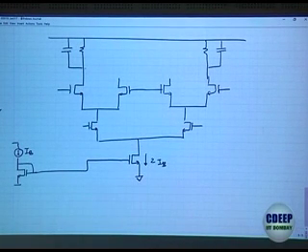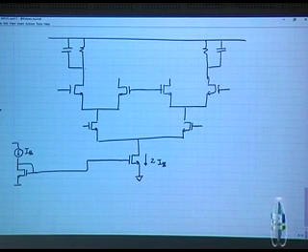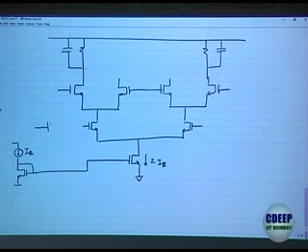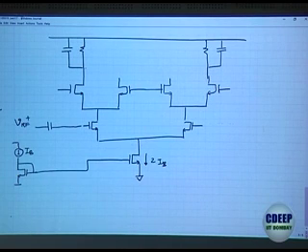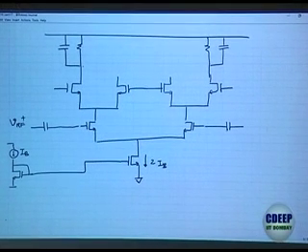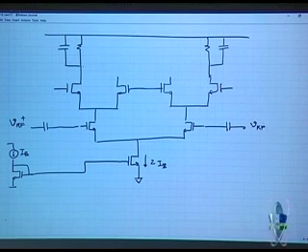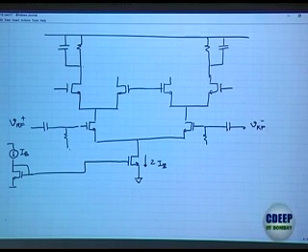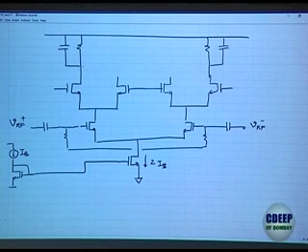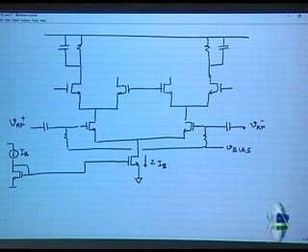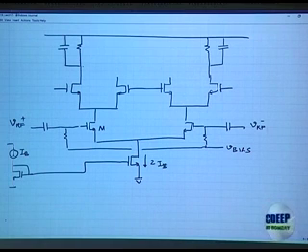Now this is the diff pair where you're applying VRF plus, and on the other side I would apply VRF minus, and then I would have a resistor here, I would have a resistor here, and these are our DC biasing resistors. Is that part clear? The bottom piece? Okay, let's call them M1 and M2.